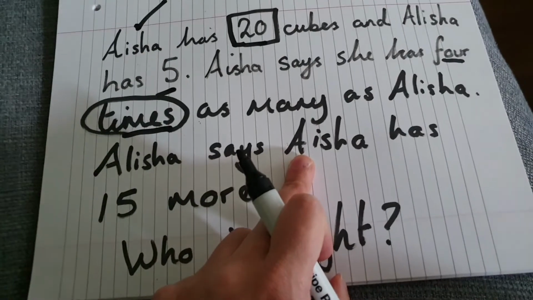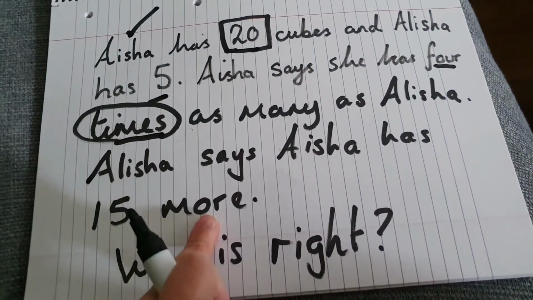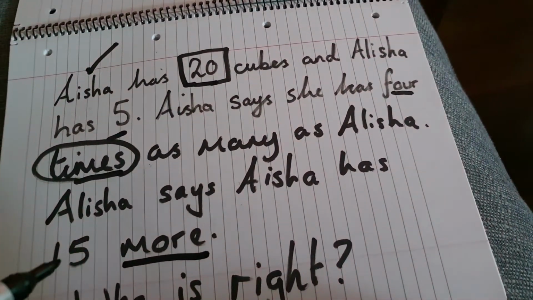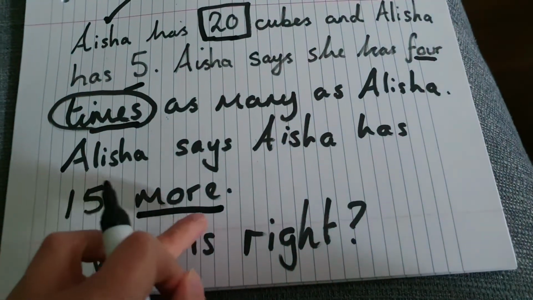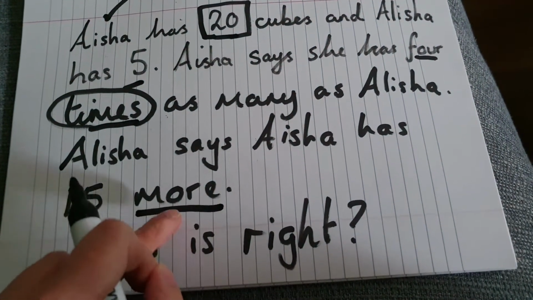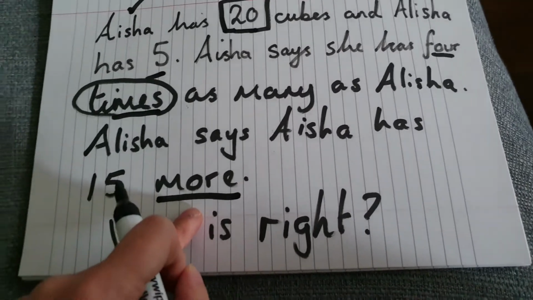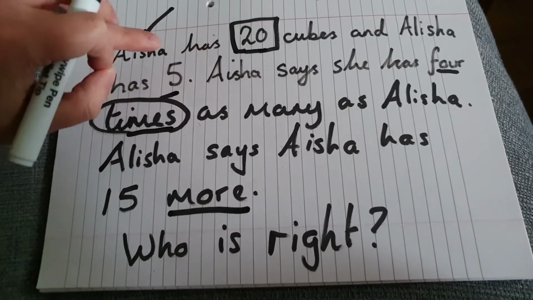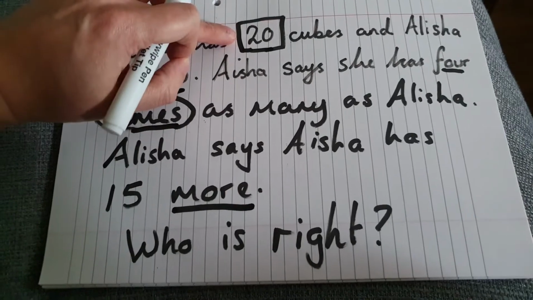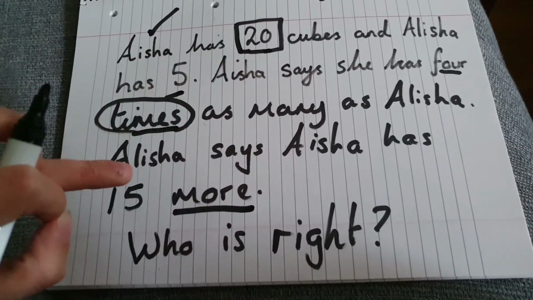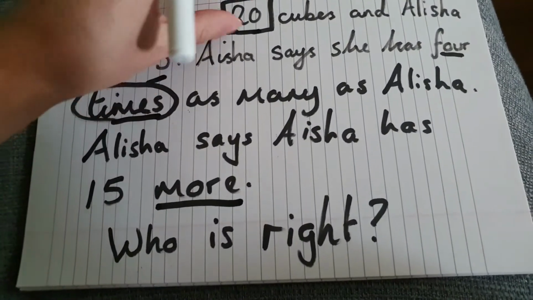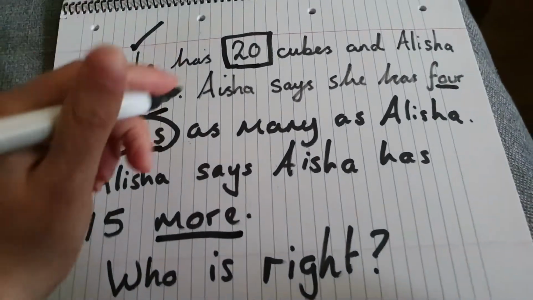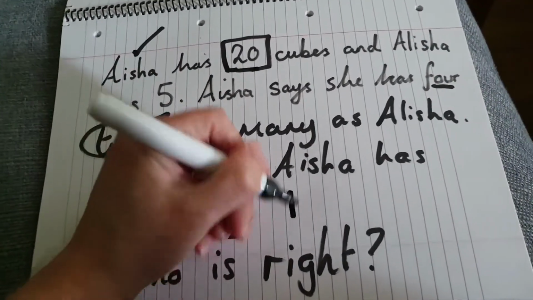Alicia says Aisha has 15 more. Now, you have to be very careful with the word more. More suggests that we add, but that's not what we are doing. What we are doing here is actually subtraction, because what we want to do is find the difference between these two numbers. And if the difference between these two numbers is 15, then yes, Aisha will have 15 more. To work out the difference between, I take the 20 and I subtract 5. So this part is a subtraction. 20 subtract 5 is 15.